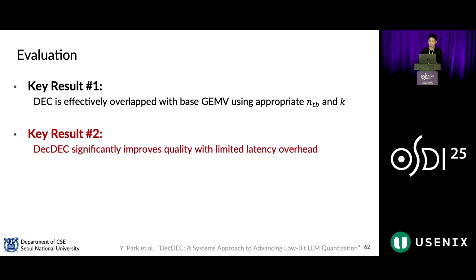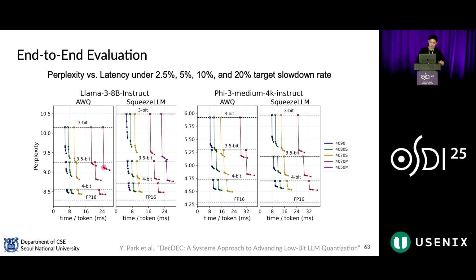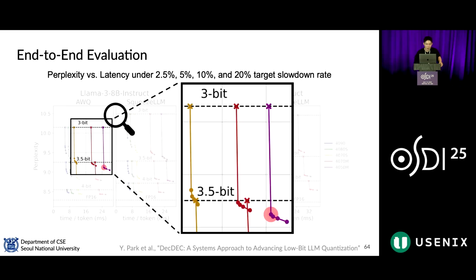Second, I will show that when we run the end-to-end system built on top of this kernel using the parameters selected by our tuner, we can significantly improve accuracy, minimizing any increase in latency. This is the result. I guess this is the type of graph that you have never seen. So to simplify, let me zoom in. There are 3 lines here, each representing results from a different GPU platform. The vertical axis shows perplexity, so the lower the better. The horizontal axis represents latency.